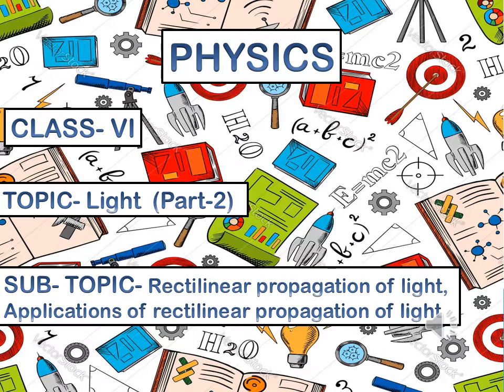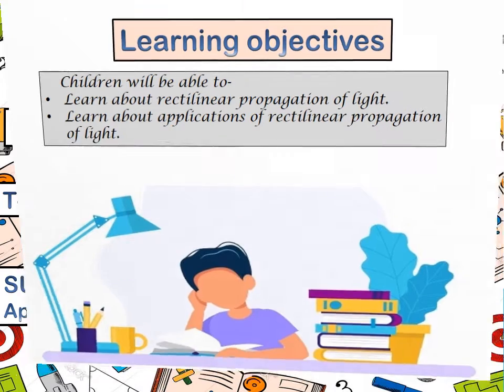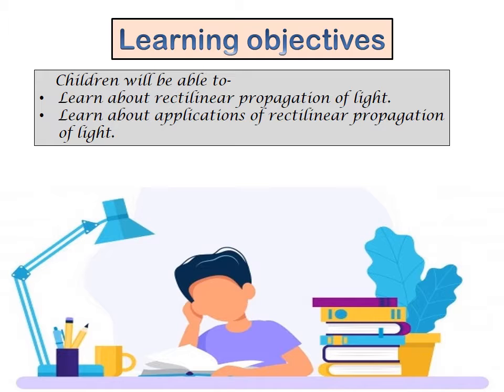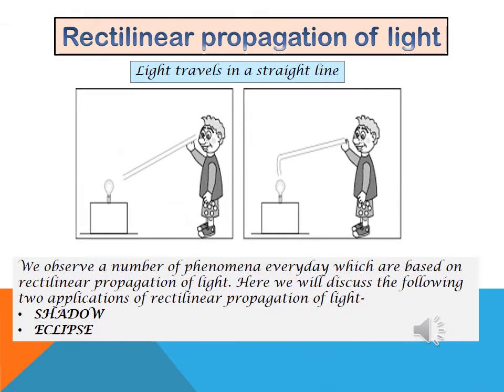Today you're going to learn about rectilinear propagation of light and applications of rectilinear propagation of light. By now, you know that light does not change its direction. When light encounters an obstacle, it stops traveling. This means that light travels in a straight line. This is referred to as rectilinear propagation of light.